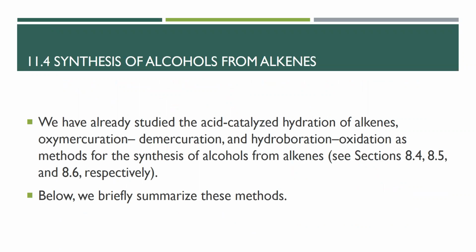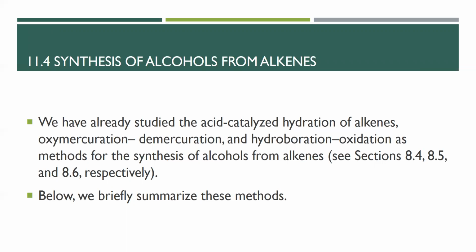Before we end, we'll just review how we prepare our alcohols from alkenes. In chapter 8, we learned about the reactions of alkenes to form alcohols. So we'll use those kinds of reactions to prepare our alcohols. We have studied the acid catalyzation of alkenes, the oxymercuration-demercuration process, and also the hydroboration-oxidation process. All these reactions will yield alcohols from alkenes.